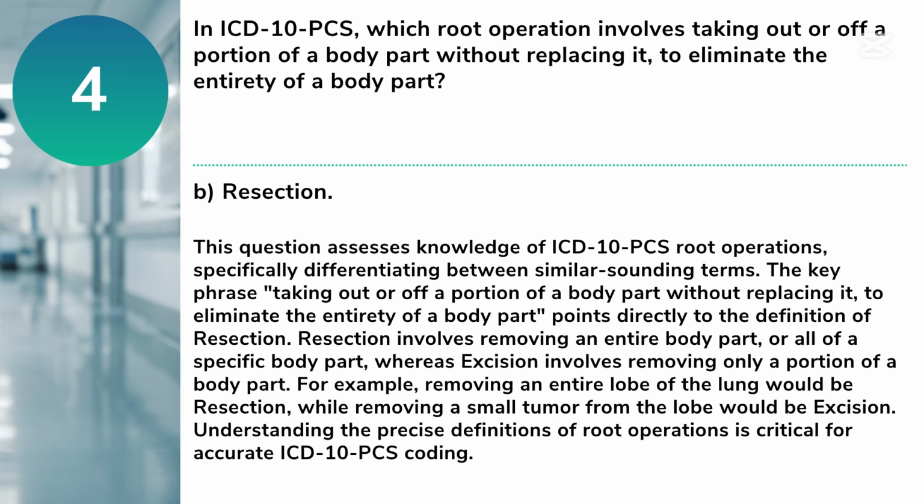Resection involves removing an entire body part, or all of a specific body part, whereas excision involves removing only a portion of a body part. For example, removing an entire lobe of the lung would be resection, while removing a small tumor from the lobe would be excision. Understanding the precise definitions of root operations is critical for accurate ICD-10-PCS coding.